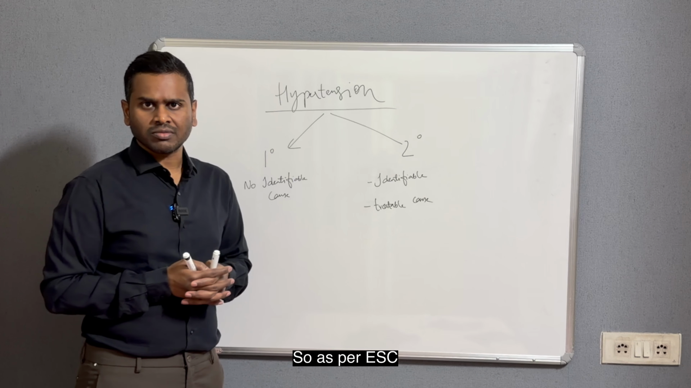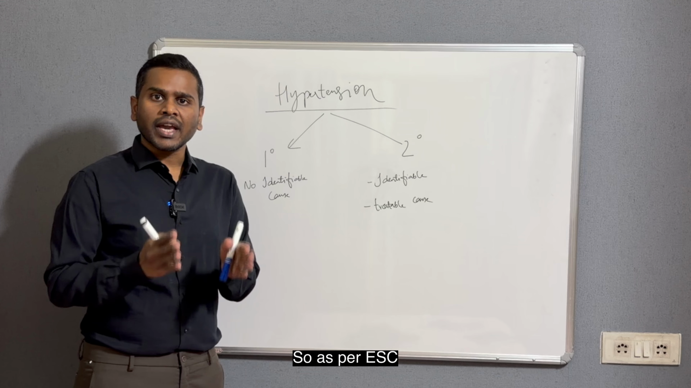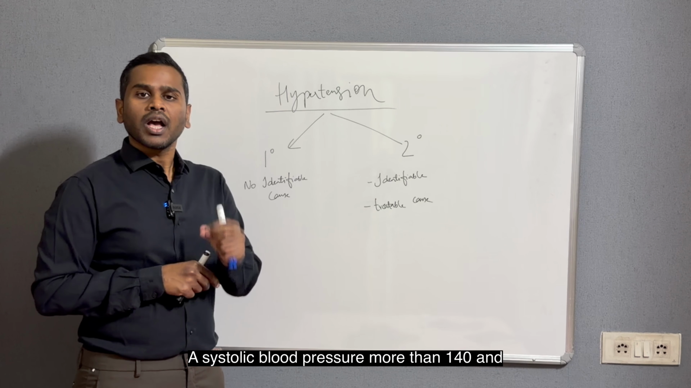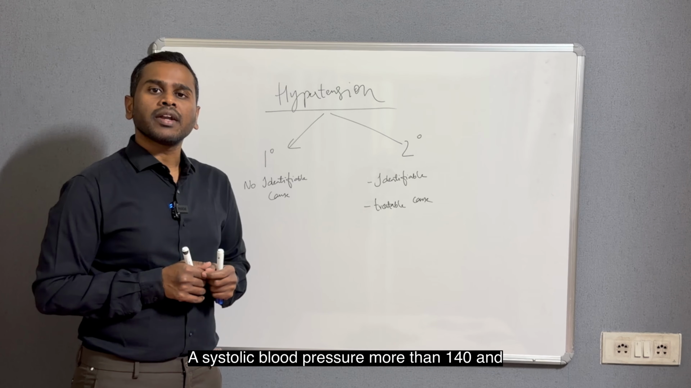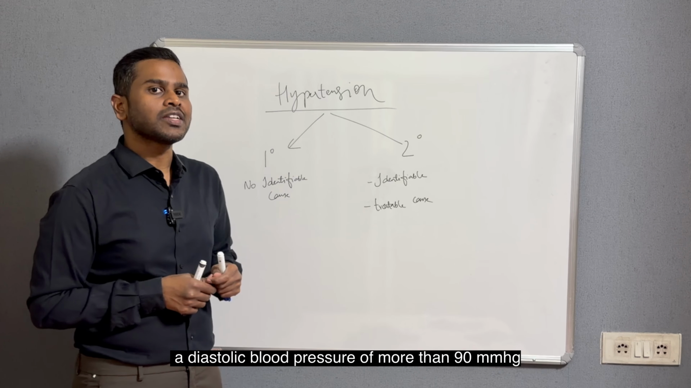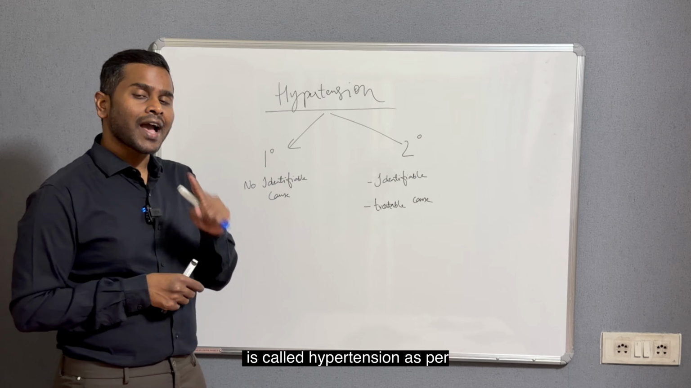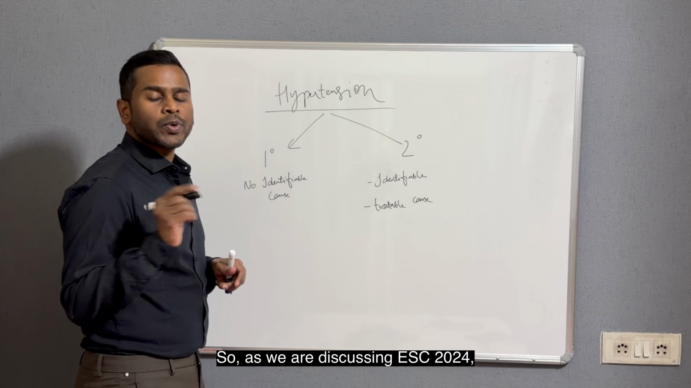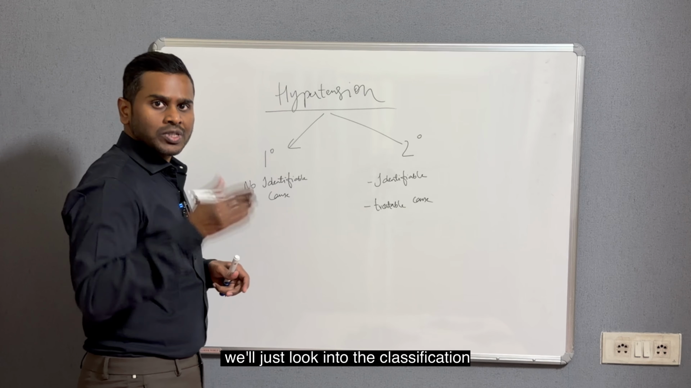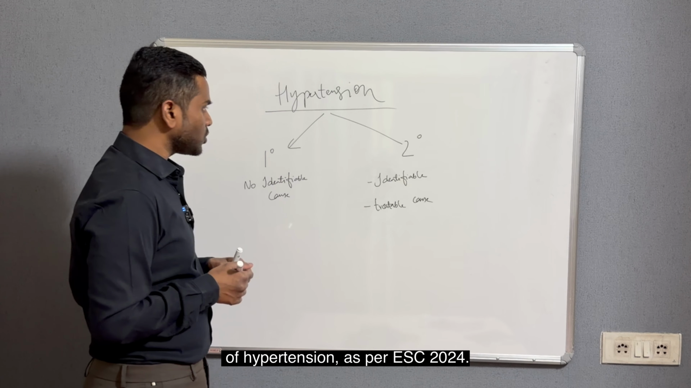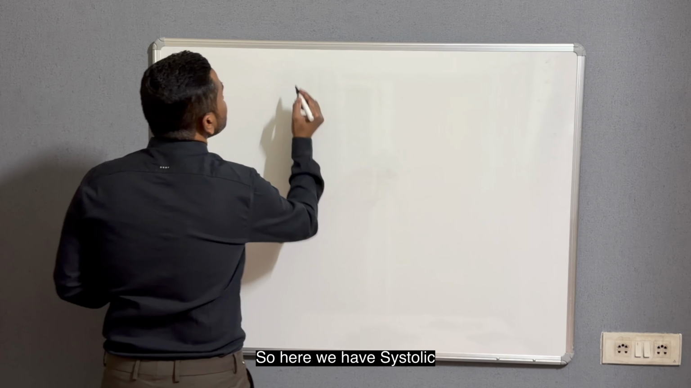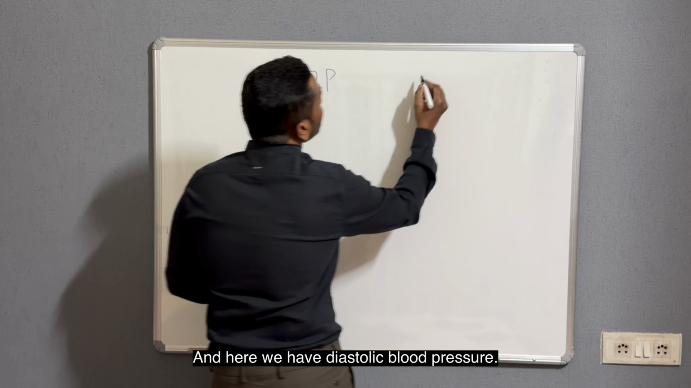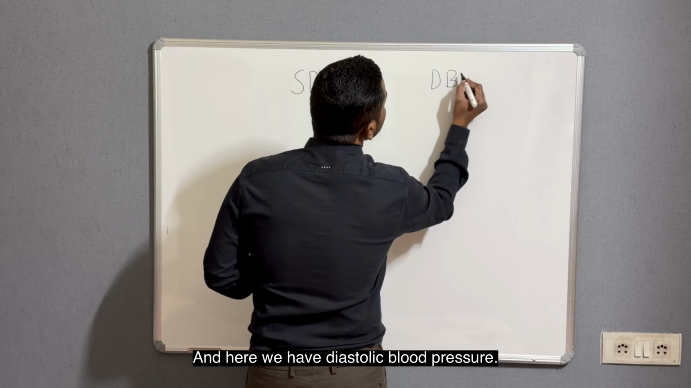So, what is hypertension? As per ESC 2024, European Society of Cardiology 2024, a systolic blood pressure of more than 140 and a diastolic blood pressure of more than 90 mmHg is called hypertension. As we are discussing ESC 2024, we'll look into the classification of hypertension as per ESC 2024. Here we have systolic blood pressure and here we have diastolic blood pressure.